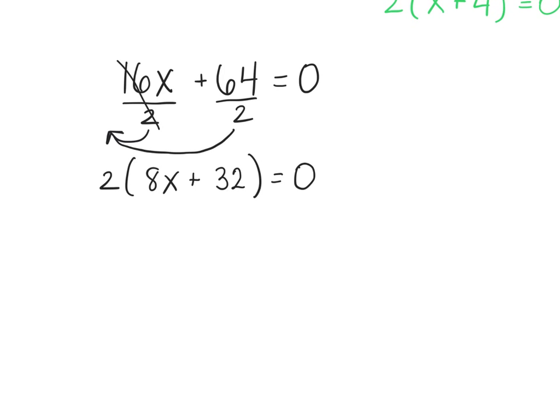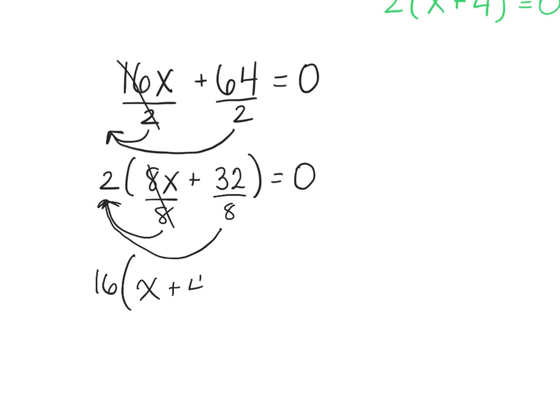But now I recognize I can still remove some numbers from here. I know that I can divide 8 and 32 by 8. So let me try to divide both of these by 8 and take that number out. On the outside, I'll have 8 times 2, which gives me 16. 8x divided by 8 leaves me x, and 32 divided by 8 gives me 4, equals 0. So 16 would be my greatest common factor.